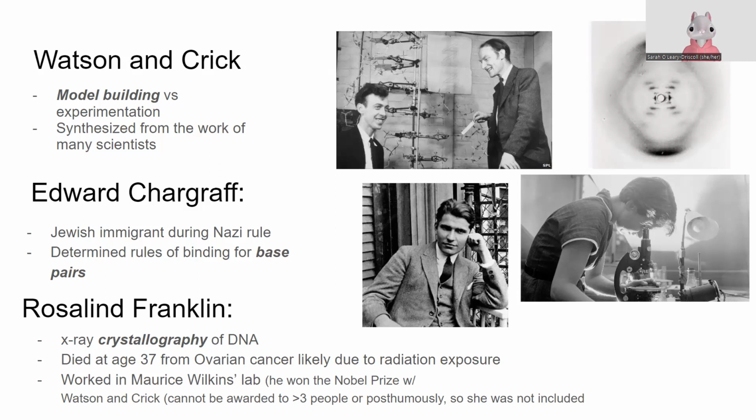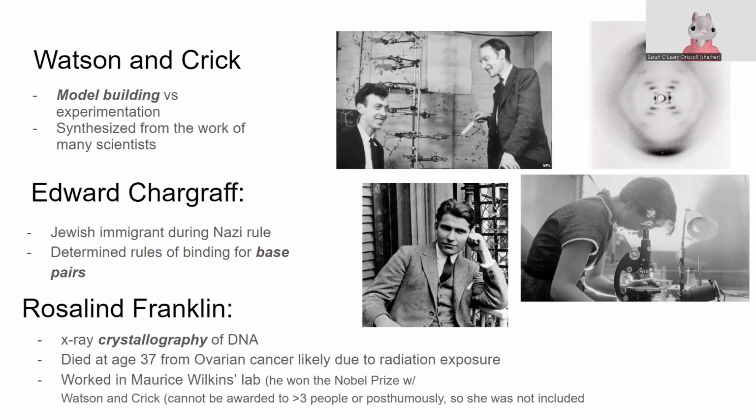Watson and Crick were the two main people that most people know related to understanding the structure of DNA. Now, they did not do what most people think about as experimental science, but they did model building. So they basically looked at data and the analyses from a lot of other scientists, and were trying to use that information to construct models of the DNA, which they eventually did.